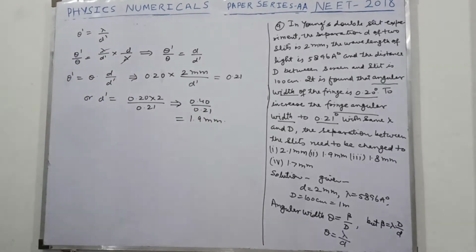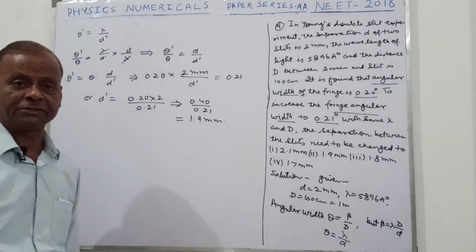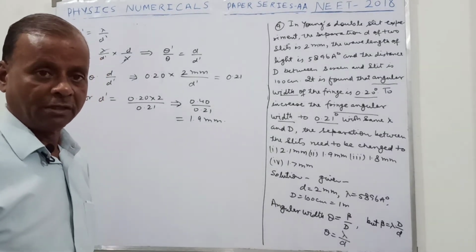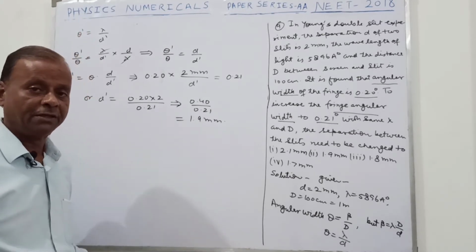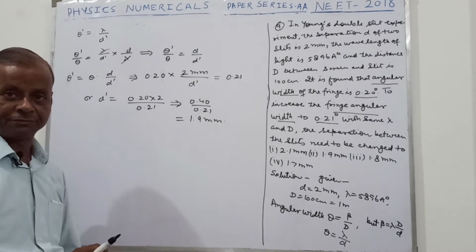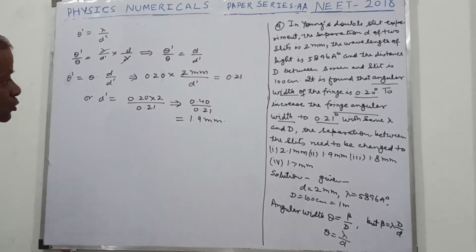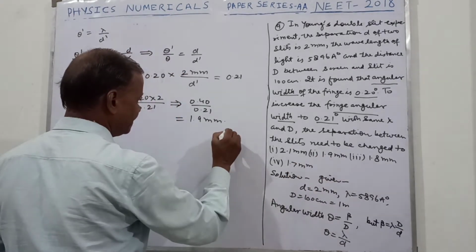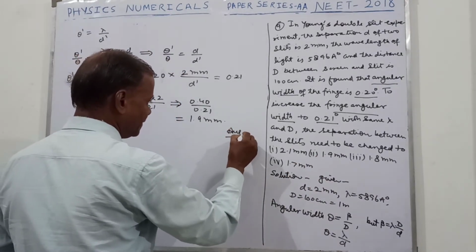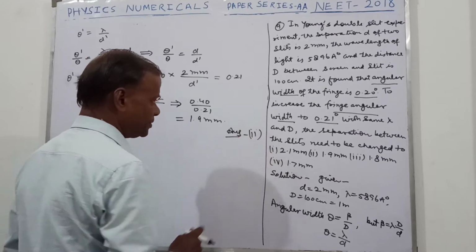Moreover, whenever we have to increase the angular width or the width of the interference fringe, then the distance between the slits must be decreased. So our right option is second, 1.9. This is now the right option.